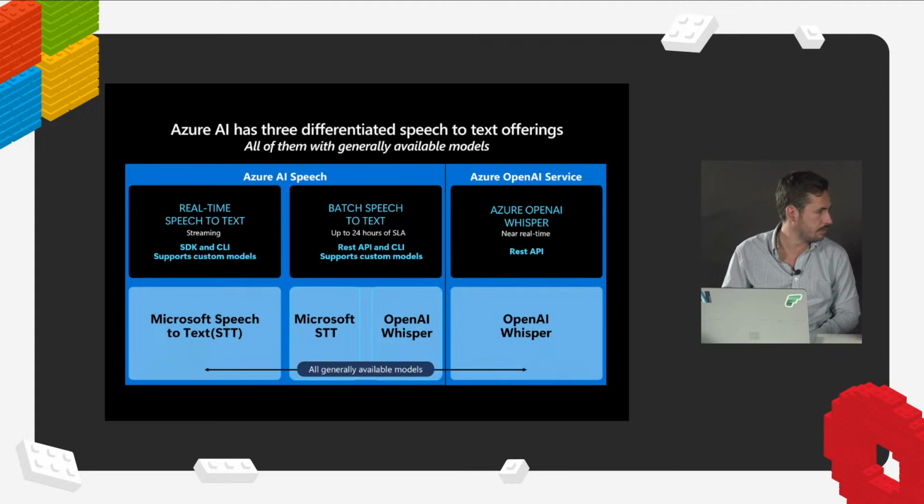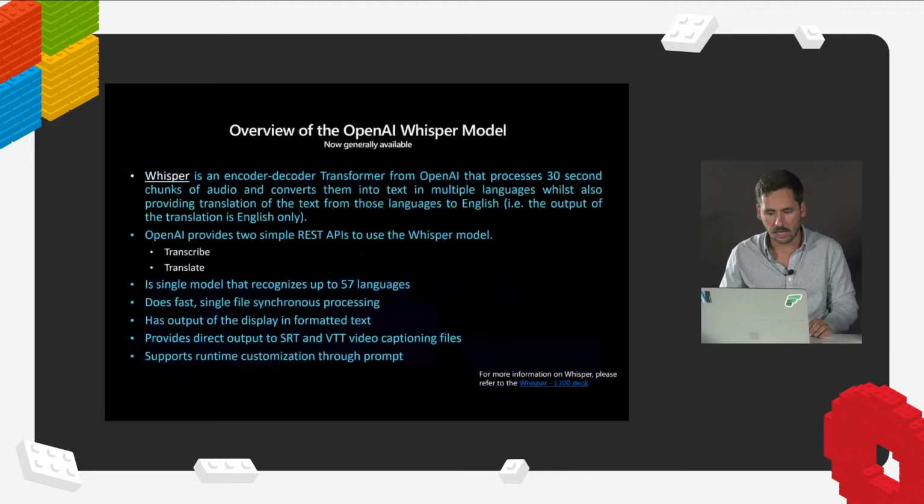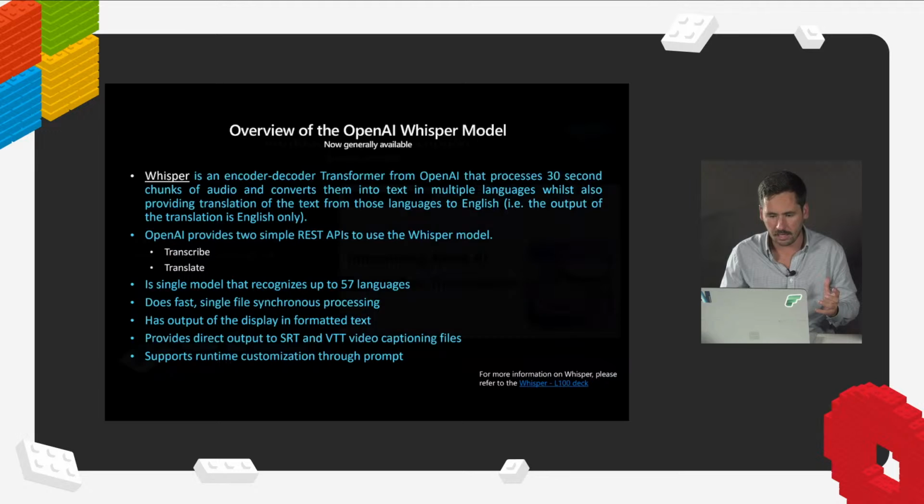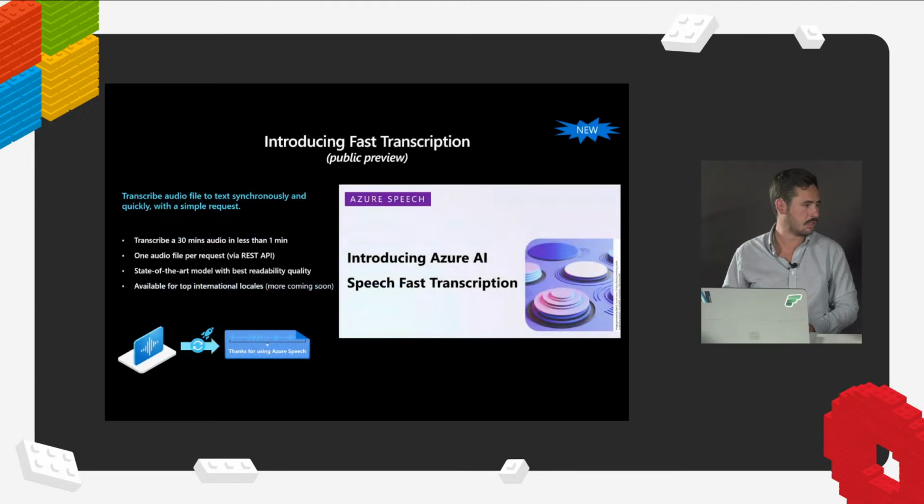Then we also have OpenAI Whisper available that you can use for the same needs, almost near real time. And this is all things that we already introduced, but around 3 weeks ago we introduced fast transcription. Fast transcription is super powerful because you can have an audio of 13 minutes and transcribe it in less than 1 minute.